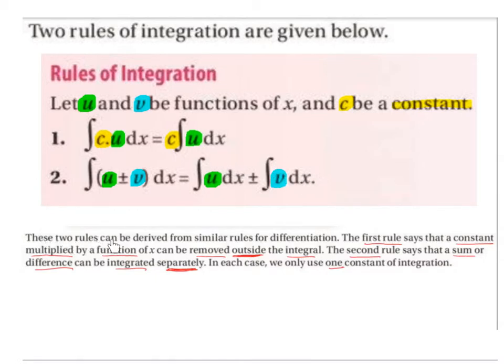These two rules can be derived from similar rules for differentiation. The first rule says that a constant multiplied by a function of x can be removed outside the integral. This is really important and will help us down the line with harder questions. The second rule says that the sum or difference can be integrated separately. So we break them apart and integrate them separately. In each case, we only use one constant of integration. So just add on one plus c.